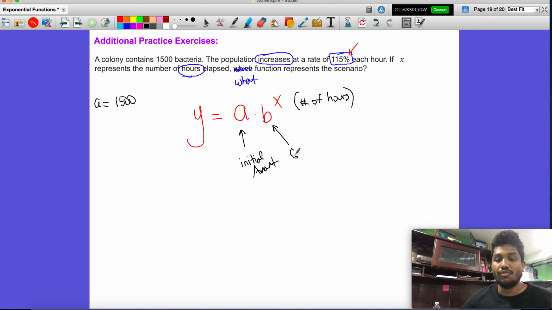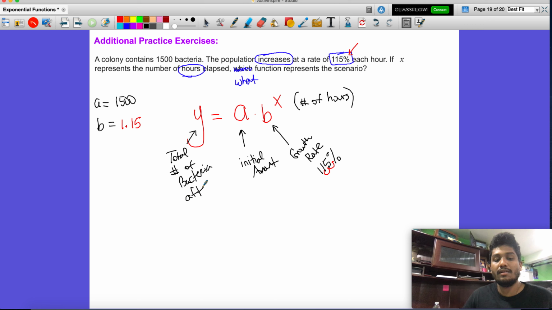Our B is the growth rate. And here we have 115%, but we know that we can't leave it as 115%. You need to convert that to a decimal, which is simple enough. You just start at the end and go back 2 spaces, and you get 1.15, all right? And then the last thing is, what does the y equal? So if this tells you the number of hours, the number of bacteria, and how much it's growing by, this tells you the total number of bacteria after how long? After x hours.